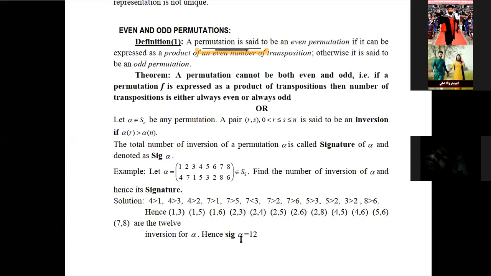Signature is the total number of inversions. Now, is 12 even or odd? 12 is even. It means this permutation is an even permutation. You can easily check this way: you write it in cyclic permutation, then you write it as a product of transpositions, then count the transpositions, or you can use this way. It's very important. But correct here, here it is S, not N. Okay.